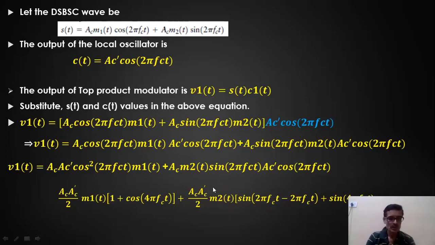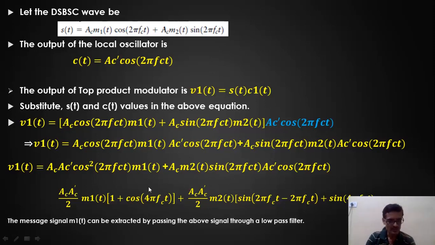So when I pass the entire component through a low pass filter, this is the high frequency component, this is a 0, this is a high frequency component. So my low pass filter will eliminate these components, and it allows only AC dash by 2 M1 of t multiplied by 1, that term itself. That is, the low pass filter allows only AC dash by 2 M1 of t.